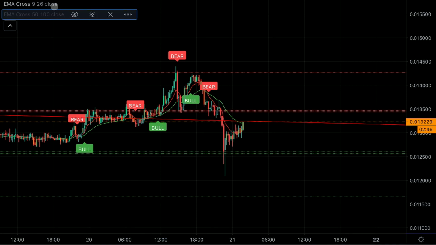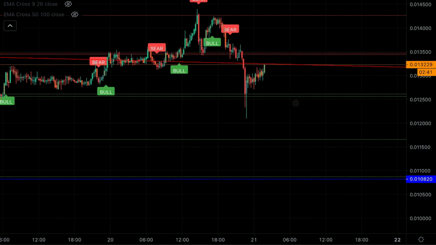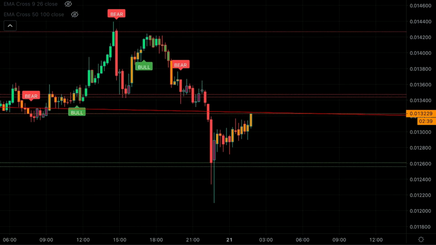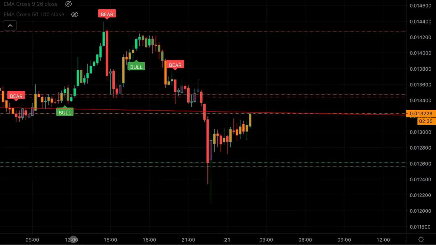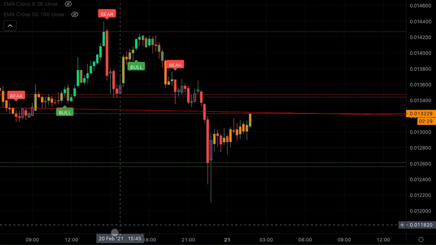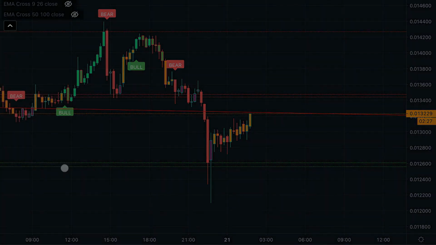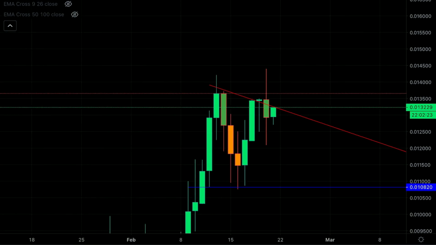So this is what it would look like if you just had nitrous bull on. It gives you the bull and the bear signals. So you can see here we'd be waiting for a bull call on the 15-minute time frame to take our entry. And nitrous bull has actually mapped our dynamic support at 0.012. If we take a look on the daily time frame, we can see nitrous bull has not given us a bear signal yet.